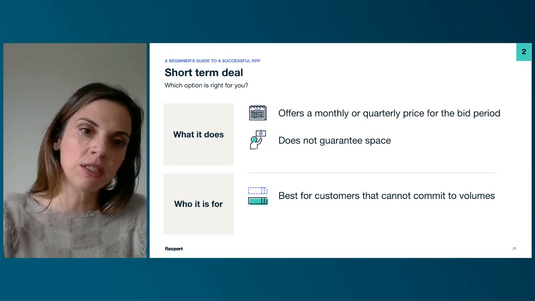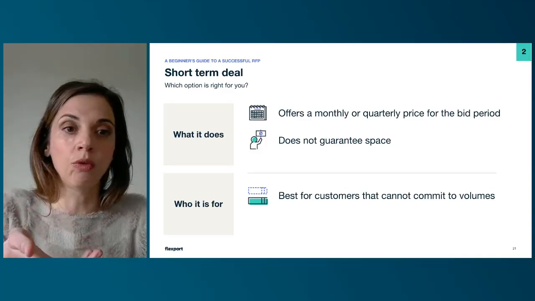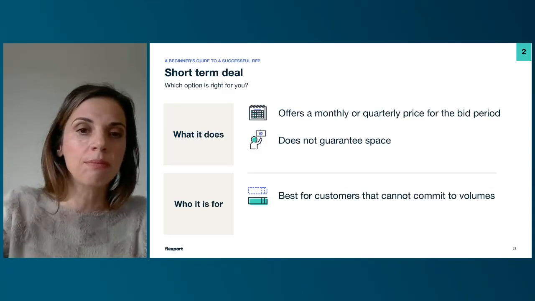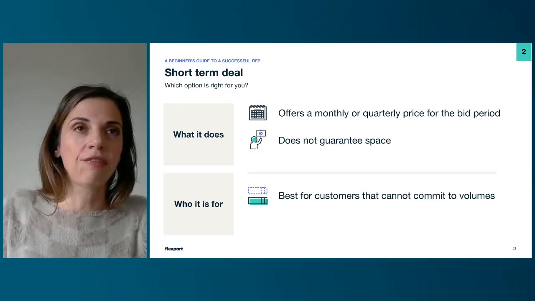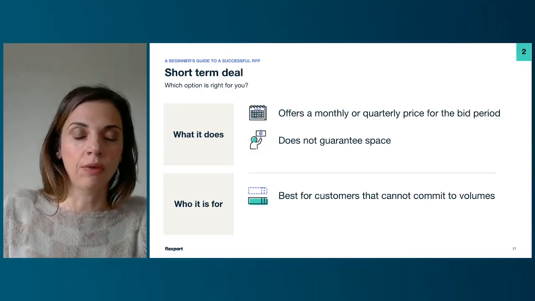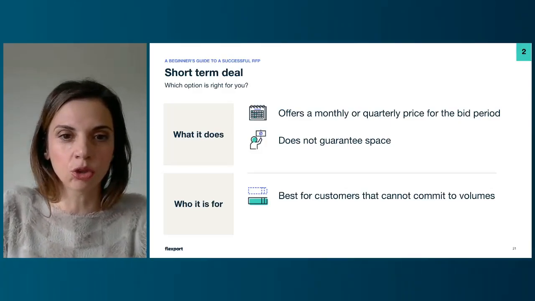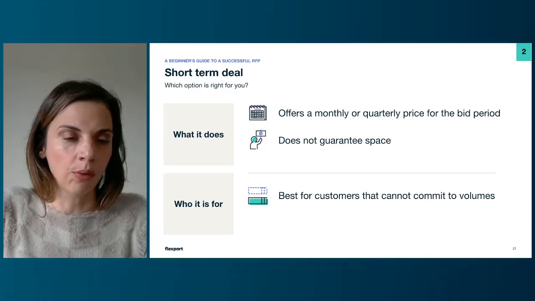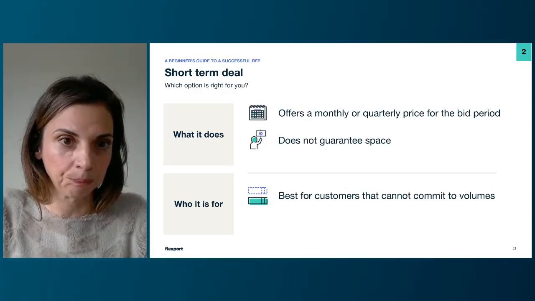So this is best for customers that cannot commit to volumes. Let's say they're a growing business, it's growing really fast, they're not sure where it's going, or you're affected by a lot of seasonality, you're not so sure, you cannot commit to a volume that's more in line for you.